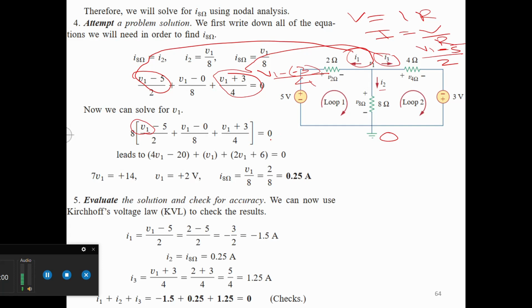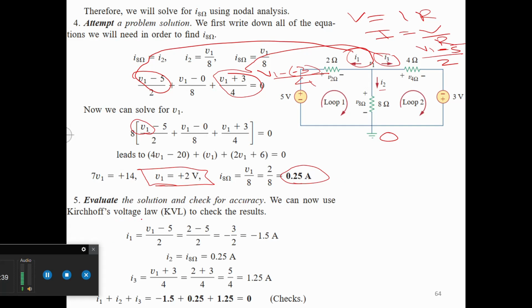When we solve for the value of V1, we get this particular equation, and after solving that, V1 comes out to be 2 volt. We can substitute this value into our equation, V1 minus 0 divided by 8, and hence we get I8 ohm equal to 0.25 ampere. So this is one of the solutions that we can get, and we can confirm this answer and evaluate the solution and check for accuracy.